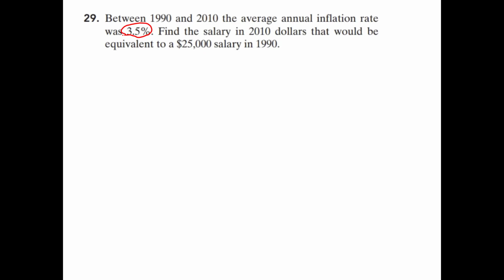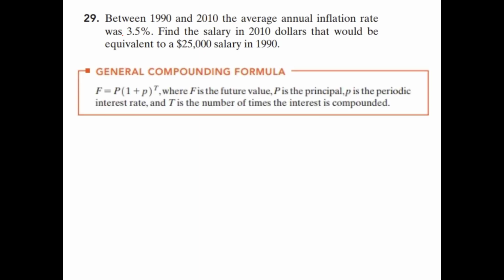Okay, so again, this is not simple interest. Every year that goes by, things are becoming 3.5% more expensive, so your base is changing every year, and that is compound interest. You need to know what formula you need for that. Here is your compound interest formula: F is equal to P times (1 plus p) to the t, where F is the future value, P is the principal, what we started with, little p is the periodic interest rate, and t is the number of times the interest is compounded.